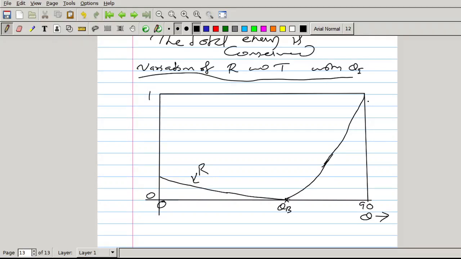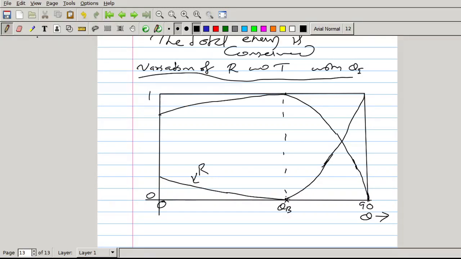It becomes 1 when theta equals 90 degrees. And the transmission coefficient is somewhere here; the total should be 1. At theta equal to theta B, the reflection coefficient is 0, so the wave is completely transmitted. So here the transmission is maximum, 1, and beyond that the transmission coefficient decreases and reaches 0. So this is the variation of the reflection and transmission coefficient.